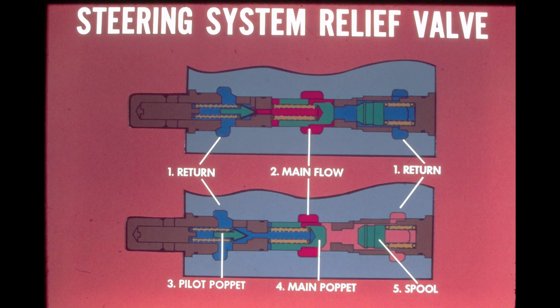The pressure setting of the system relief valve is adjustable. An adjusting screw located under a cover can be turned in to increase the tension on the pilot poppet spring, which increases the pressure setting. Turning the screw out decreases the pressure setting.